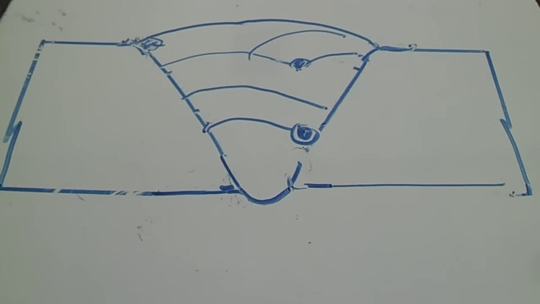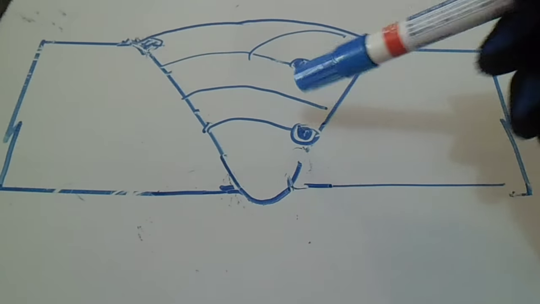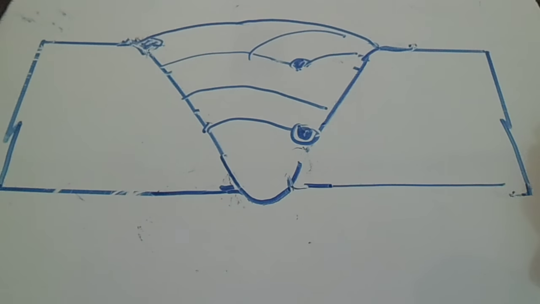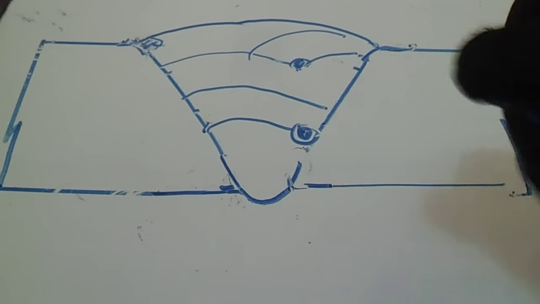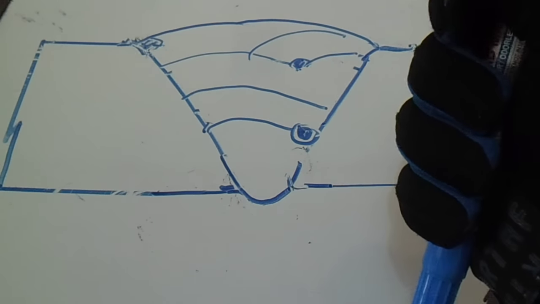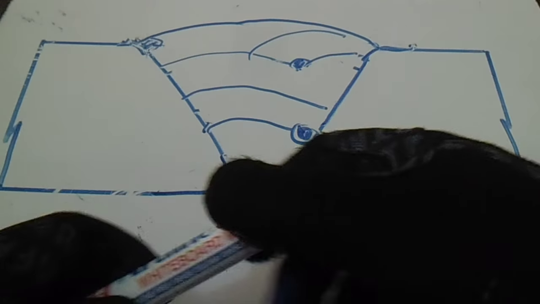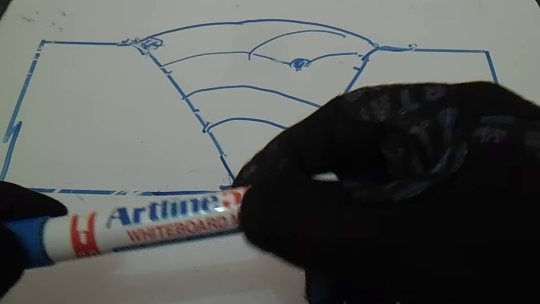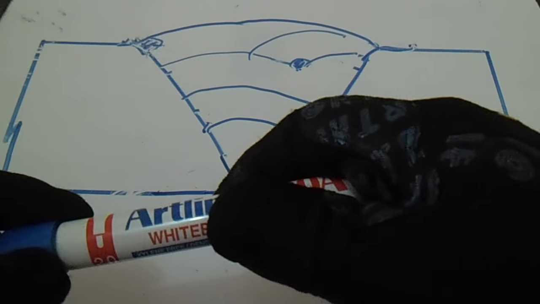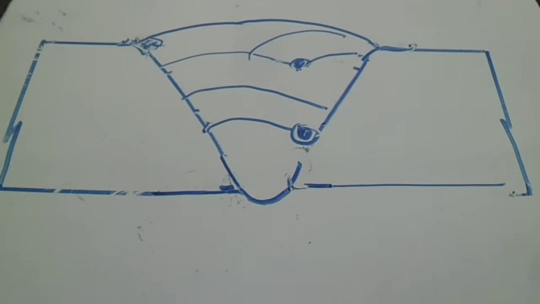So next defect is slag inclusion. Okay, so they have a slag inclusion here, it's also slag and slag. So we have three slags. The reason is incorrect weaving, and during root pass and hot pass, the welder did not clean or remove the slag. So this is slag inclusion. Okay, so next defect.